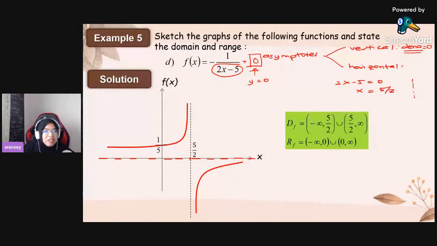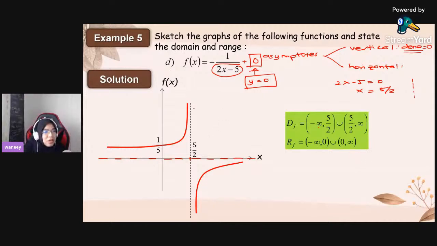Okay, so that is the reason why your domain will be negative infinity up until 5 over 2 and then union with 5 over 2 up until infinity. For the range, we are saying that our horizontal asymptote is when y equal to 0. So you need to ignore y equal to 0 for your range. So that is the reason why we have negative infinity up until 0, union with 0 up until infinity.